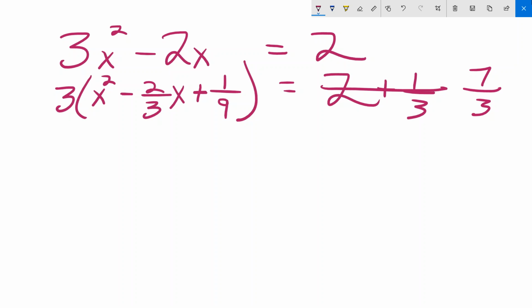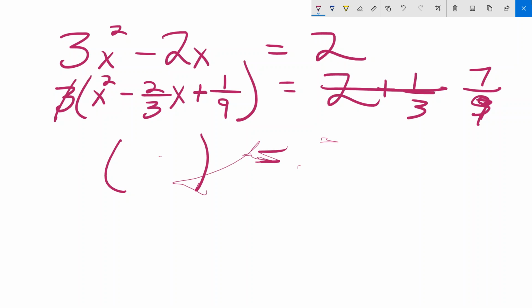7/3. Okay. Next, you would divide by 3. Yeah, I would as the next step. So I'm going to cancel out that 3, and I'm going to turn that into a 9. See what I did? Yes. Okay, so let's rewrite it now. So it's x squared minus 2/3 x plus 1/9.